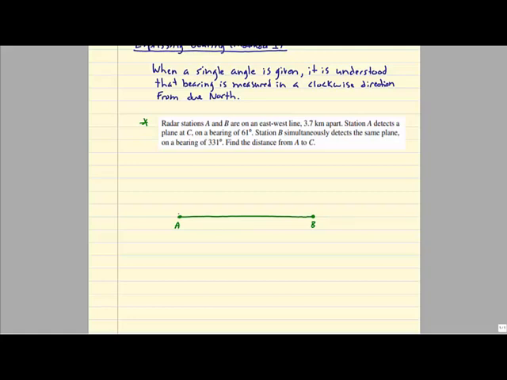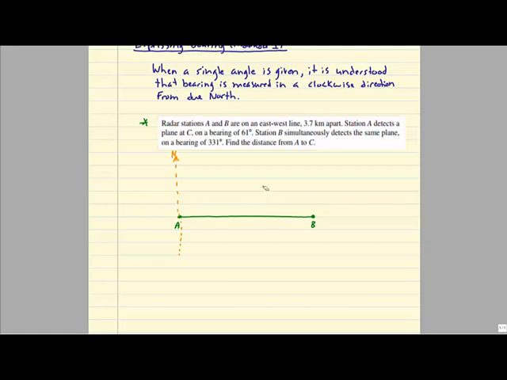Okay, station A detects a plane at C on a bearing of 61 degrees. And so there's no north, there's no south, east, or west. So what I need to do is I need to use this single angle. So when I use this single angle, it says it is understood that the bearing is measured in a clockwise direction from due north. So what I'm going to do is I'm going to go ahead and sketch in a due north line from this radar station. And at the top of this due north line is north.